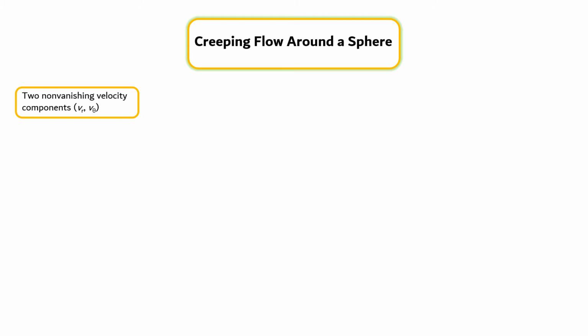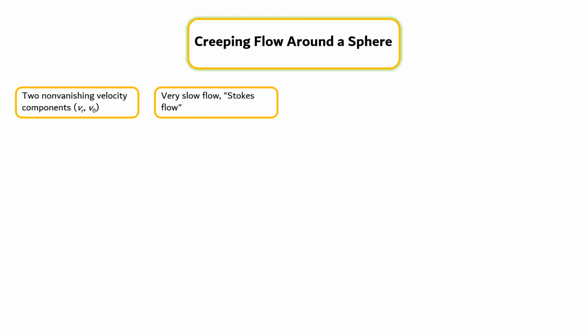A brief discussion of flow around a sphere is given in this segment because of the importance of flow around submerged objects. This segment is concerned with creeping flow that is very slow. This type of flow is also referred to as Stokes flow.